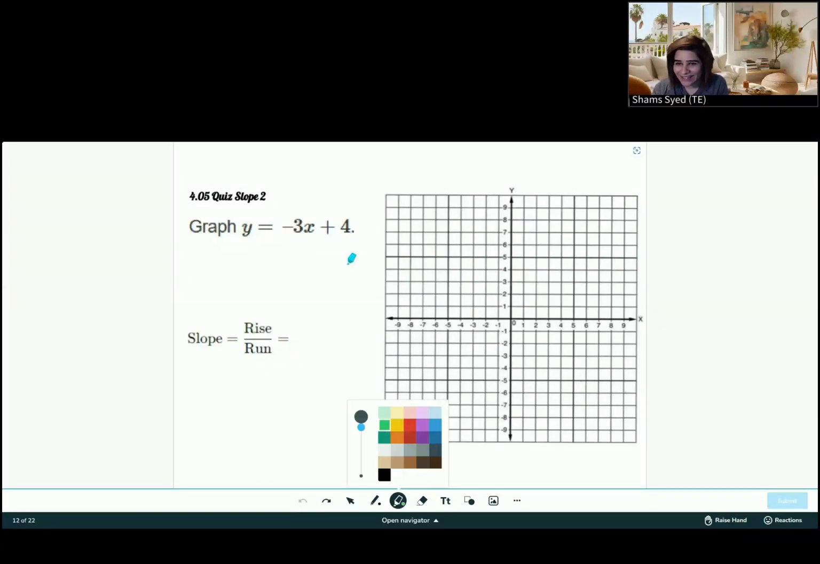The highlighter needs to be green. Slope is over here, right? Y equals negative 3x plus 4. Slope is over here. So my slope is negative 3. And a slope of negative 3 means negative 3 over 1. Got it? This is my slope. My starting point, my y-intercept, is positive 4.